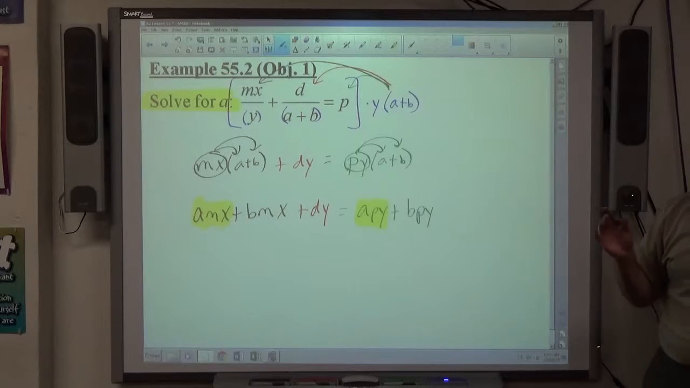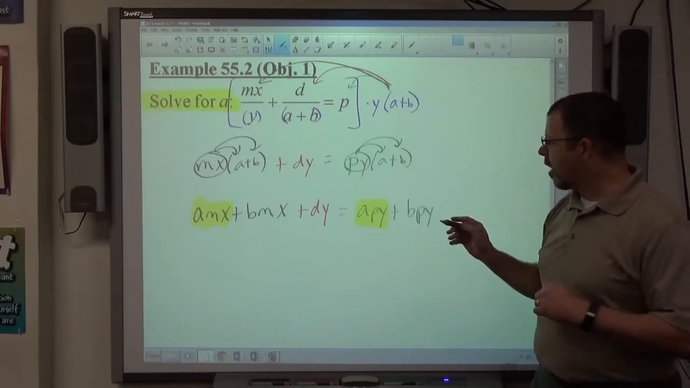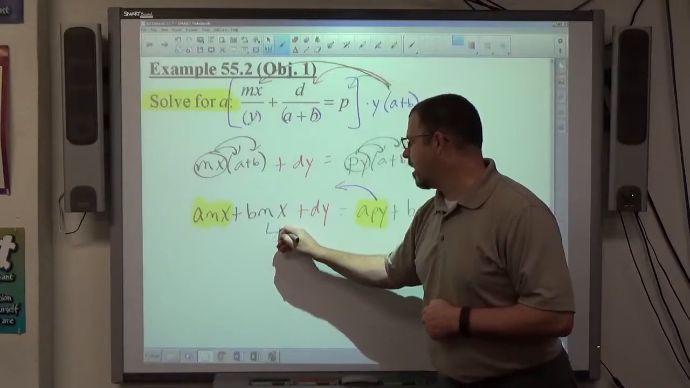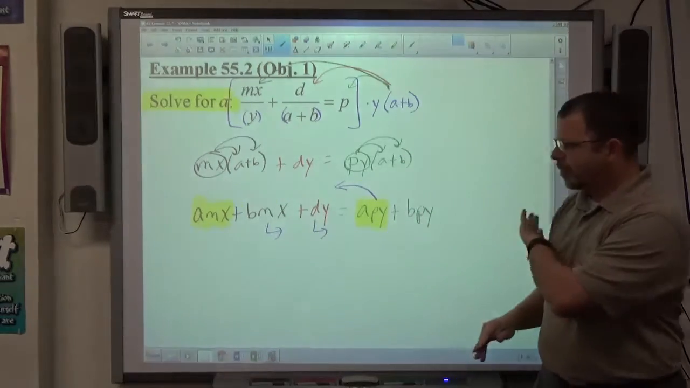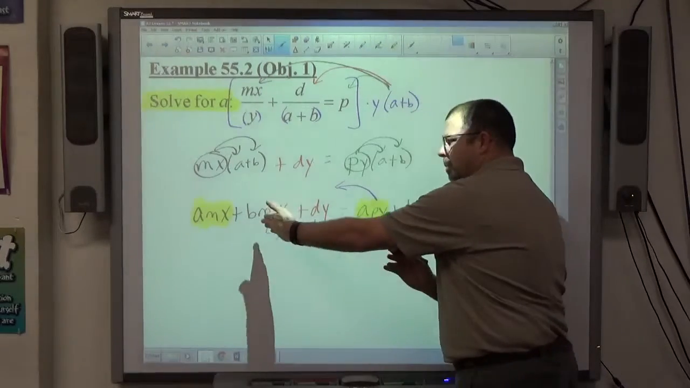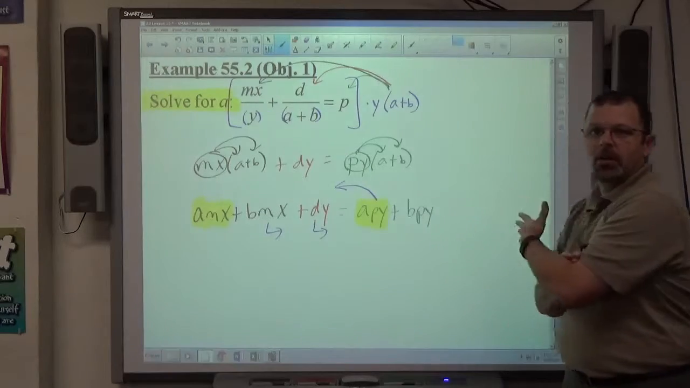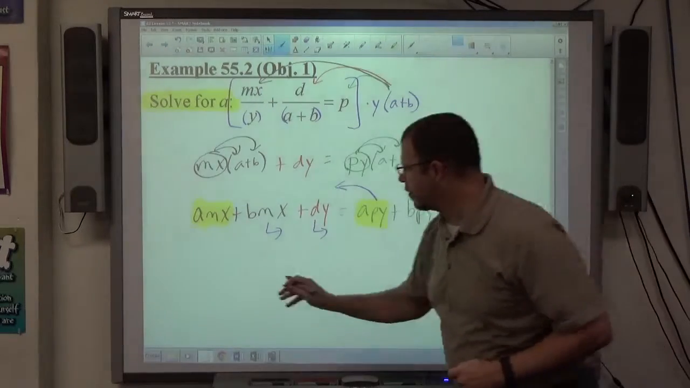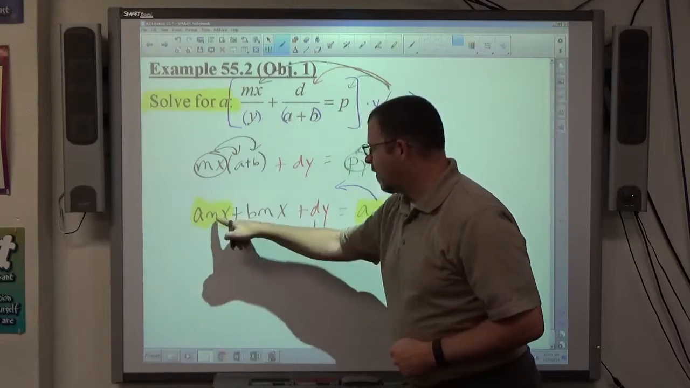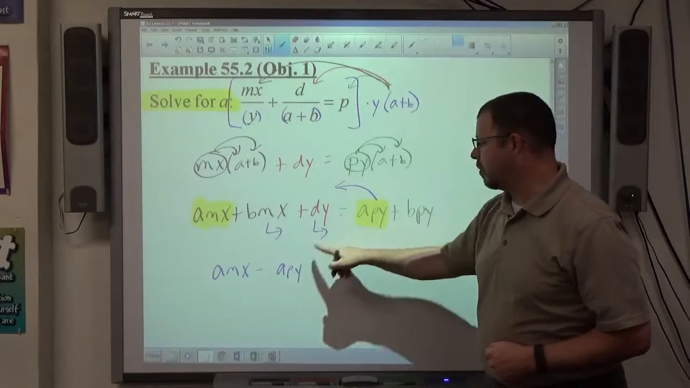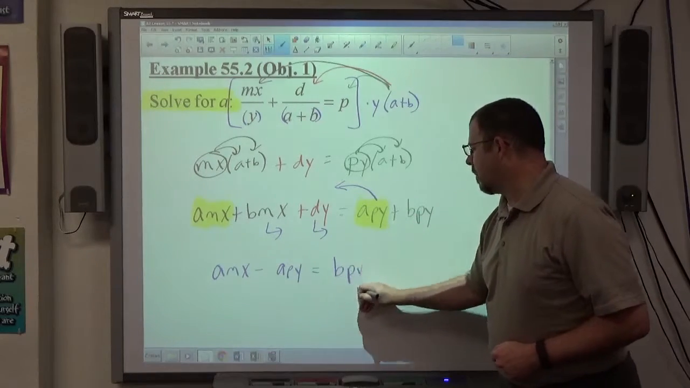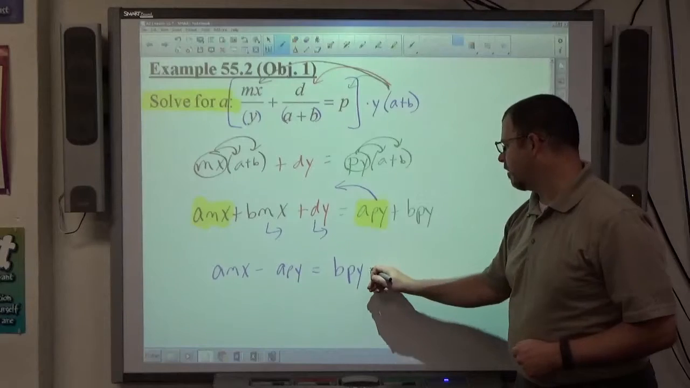If you don't know what you're supposed to do here, put it on a side. Take a pick. I heard left first, we'll do that. So apy is going to the left because it has a. Bmx and dy are going to the right because they don't. So if I move apy to the left, keep amx on the left, everything on the left will have a. Bmx and dy come over here with bpy, everything on the right has no a. That's our goal here. So amx minus apy, that stayed where it was, it stayed positive, that moved, it became negative. Equals bpy is staying where it's at, so it's staying positive. Both of these things are moving, they become negative.